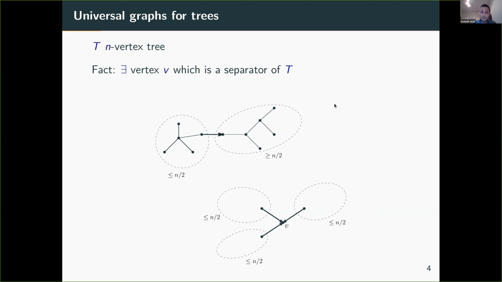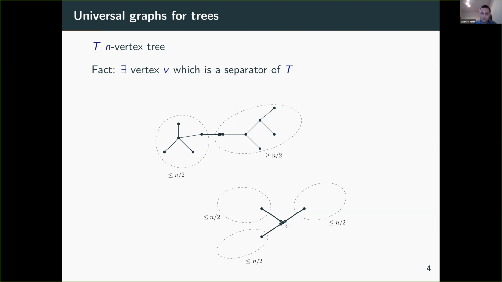So let me quickly recall one way of proving the fact that you have such a separator in your tree. One way to see this is first orienting the edges of your tree always towards the bigger side. So every edge of your tree is oriented. And because you have a finite tree, well, there is a sink. Meaning all the edges are oriented towards that vertex. And that sink will be your separator.